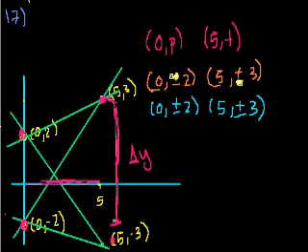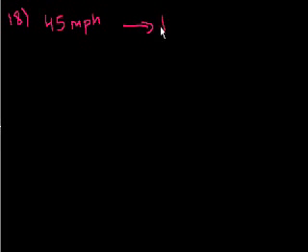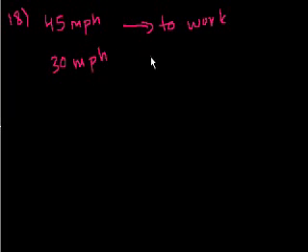Let's see, let's do problem number 18. 18. Esther drove to work in the morning at an average speed of 45 miles per hour. 45 miles per hour is how fast Esther drove. She returned home. So this is to work. She returned home in the evening along the same route and averaged 30 miles per hour. 30 miles per hour. Maybe there was more traffic.